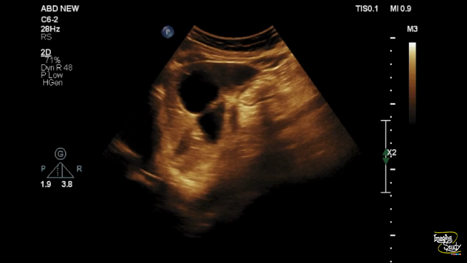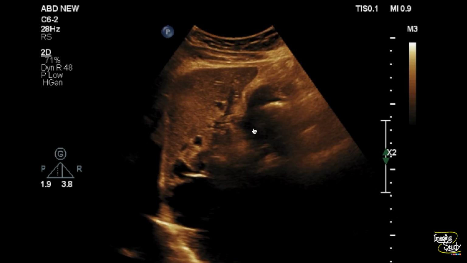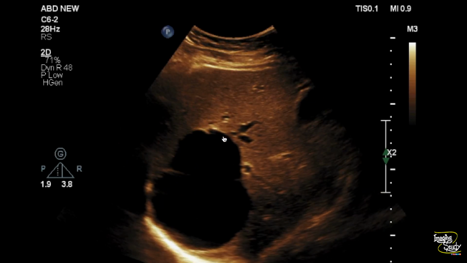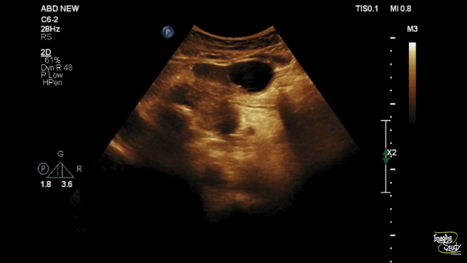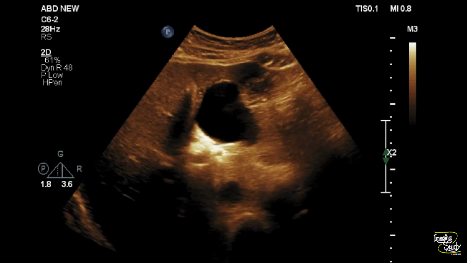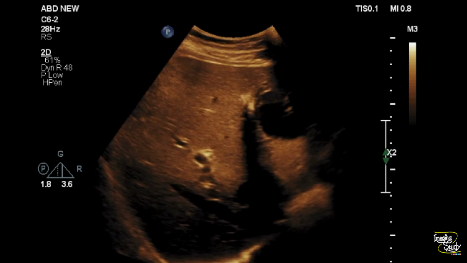You can see the cystic lesions in segment 2 and 3. Here is the larger one involving segment 8 with internal septation. In this type of cases, we love to search the spleen and kidneys to exclude cystic lesions in those organs.